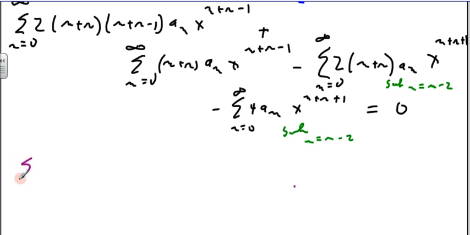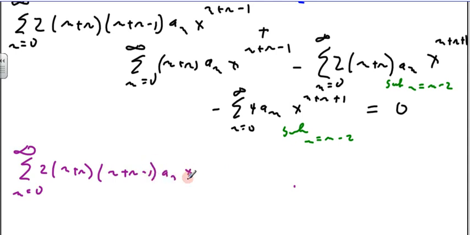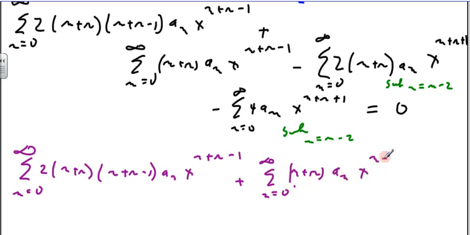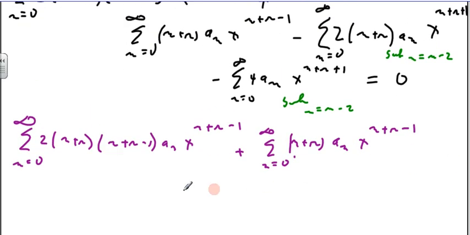Okay. Summation n equals 0 to infinity of (n plus r)(n plus r minus 1) an x to the n plus r minus 1, plus summation n equals 0 to infinity of (n plus r) an x to the n plus r minus 1. Okay, now I'm going to do the two substitutions.